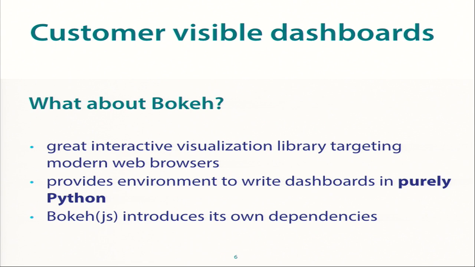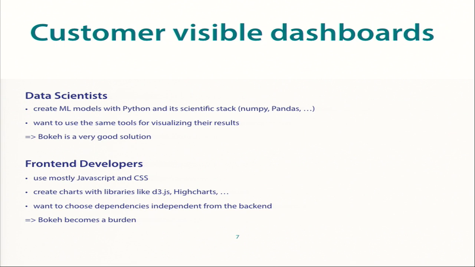The problem kind of was that Bokeh generates all the JavaScript for you, which can be nice, but for our front-end developers it was actually more of a burden, because our front-end developers don't work with Python. They use technologies like JavaScript and CSS, and they want to create their visualizations also in that environment with libraries like D3.js or highcharts or whatever.